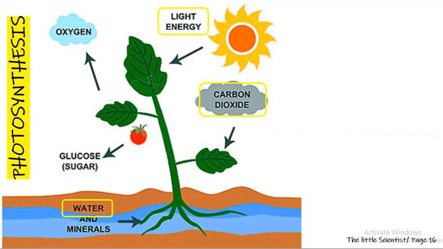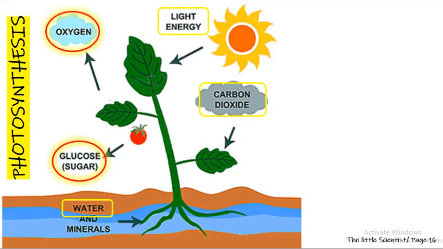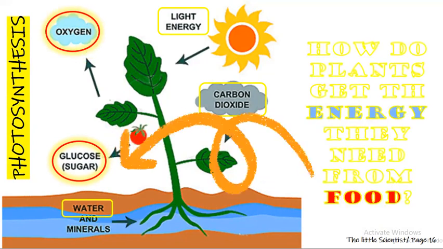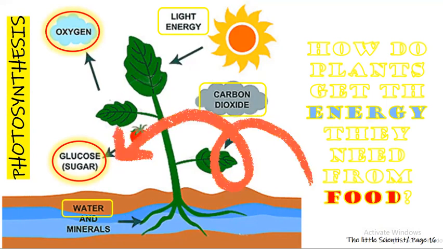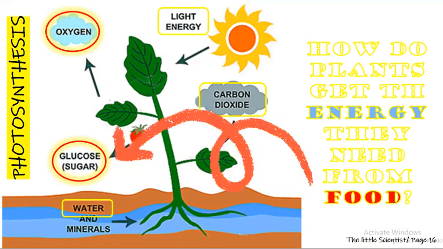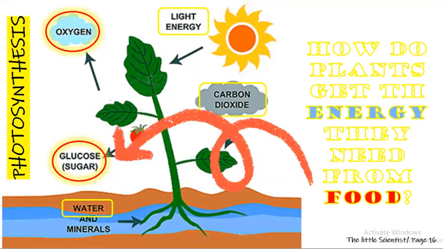So plants take water from the soil, carbon dioxide from the air, they mix using sunlight energy to produce their food, which is a kind of sugar called glucose. And by this process, they release oxygen into the atmosphere. Okay? So we said at the beginning that plants need food to get energy. How is glucose used in making energy for the plant?